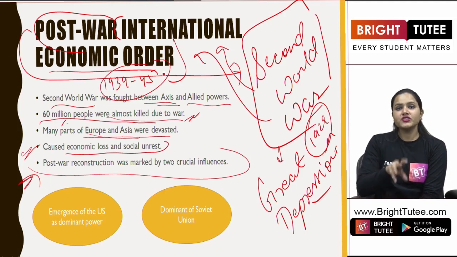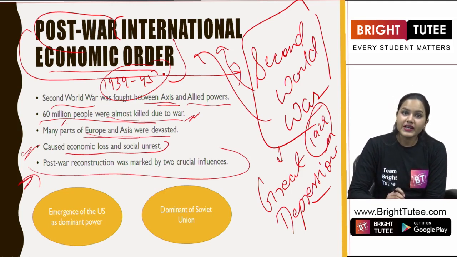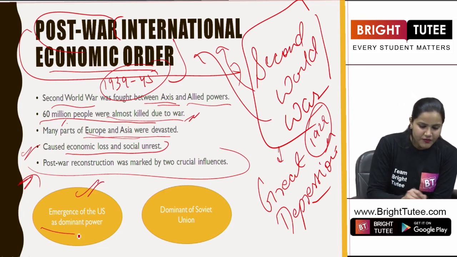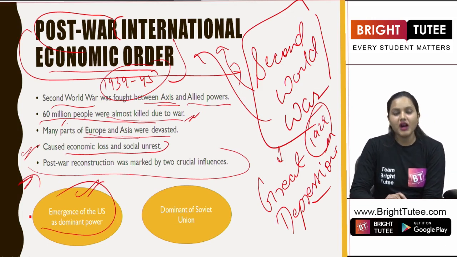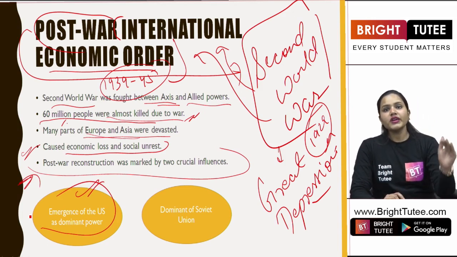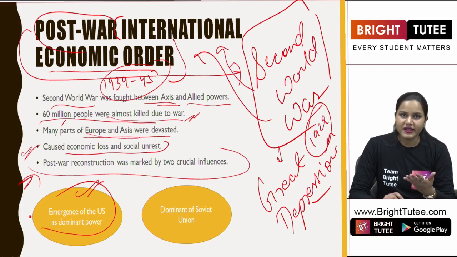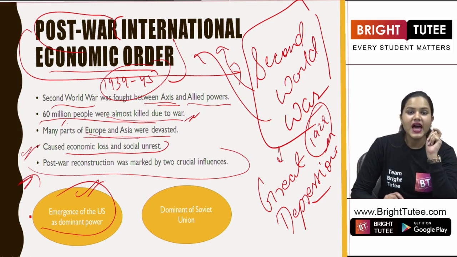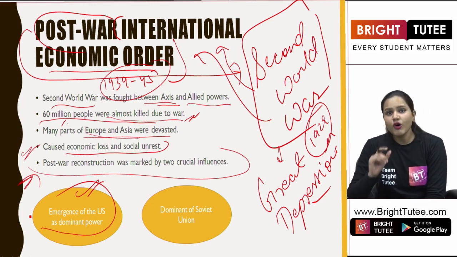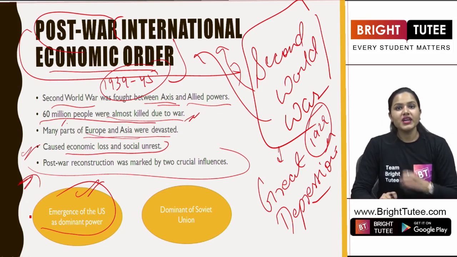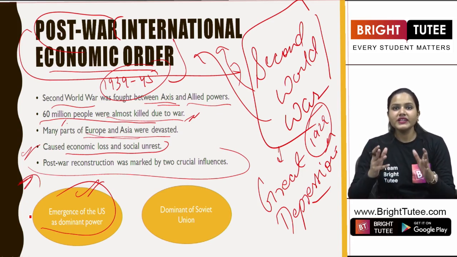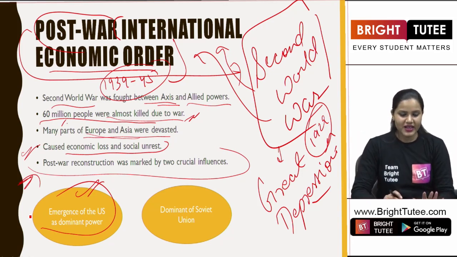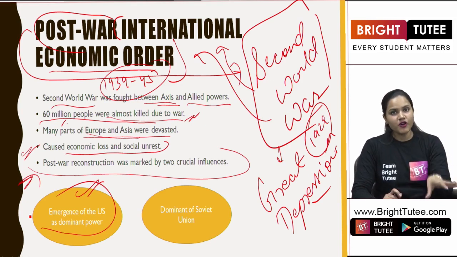Now, there were two main changes in the political scenario that happened after the Second World War. The first one is the emergence of the United States as a dominant power. Till now, we were talking about the European powers again and again, right? But here we are going to talk about the rise of the United States as a dominant power. Quite an important point here, students, because even today the United States is one of the supreme powers all over the world, right? So it maintained its dominance from here.